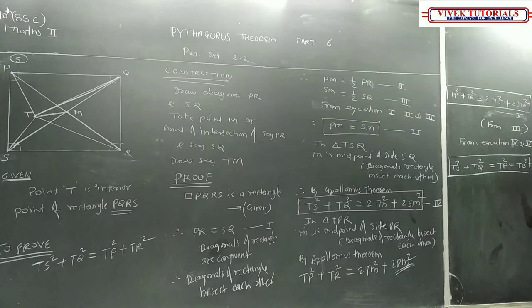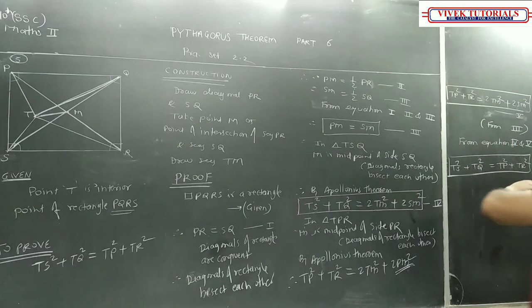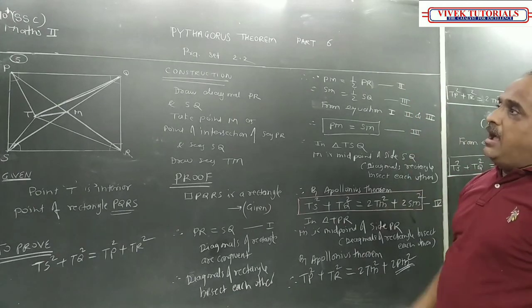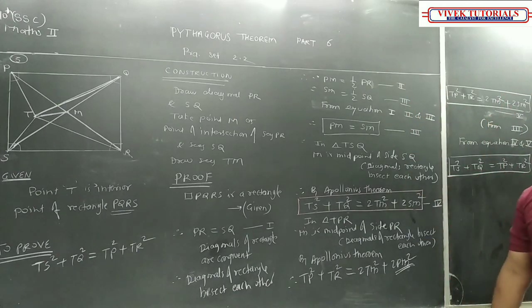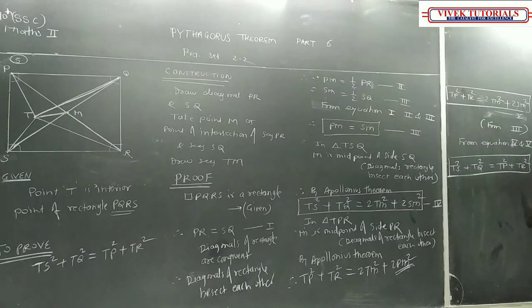Other way I'll explain it, but I find this way fantastic, and we make use of Apollonius. It's my very favorite theorem, so if you do it this way it will be better. Okay, so we are going to stop here for part 6 of Pythagoras theorem, and after this we are going to start the problem set in the next part. So study it properly, pause the video, copy it down, and bye.